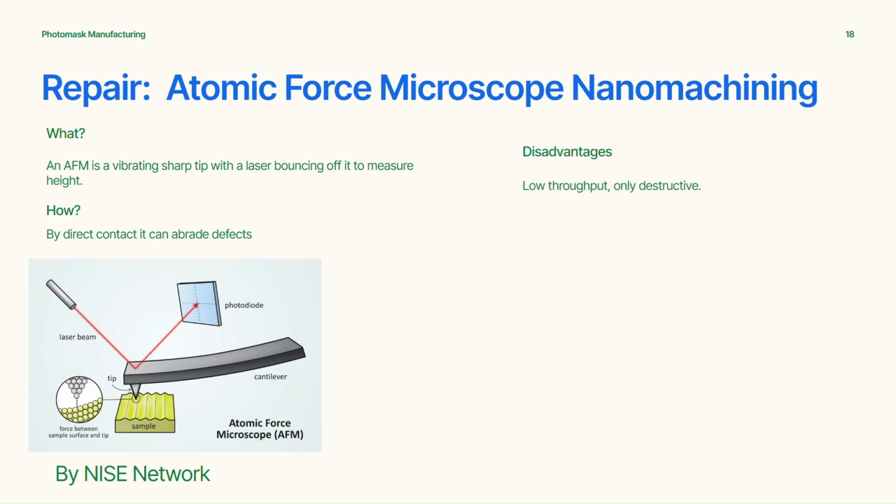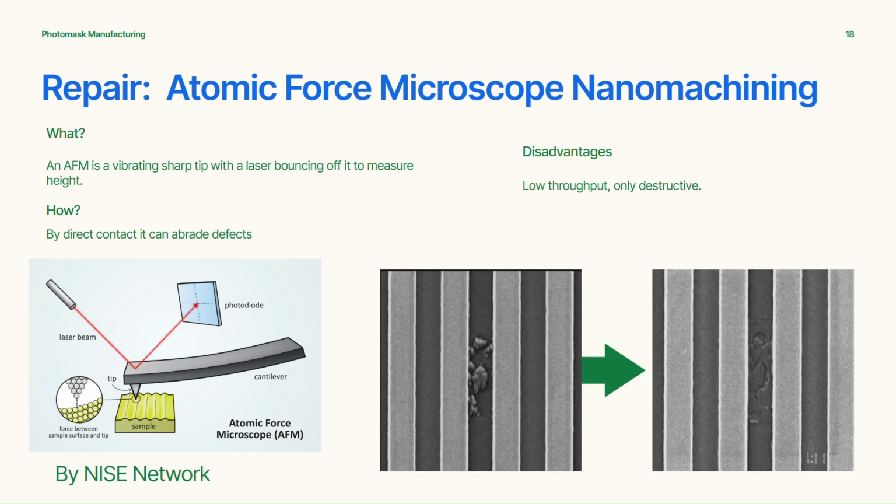Now, it does have some disadvantages. It is very low throughput, bigger defects can take a long time to clear, and it's only destructive. It's not additive. You can't add anything by abrading it away. And here's an example of the photomask being abraded by the atomic force microscope.